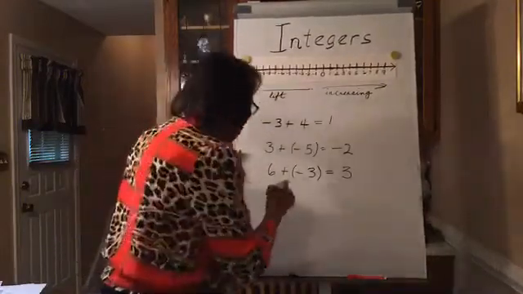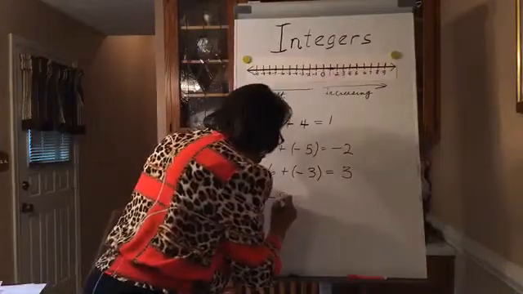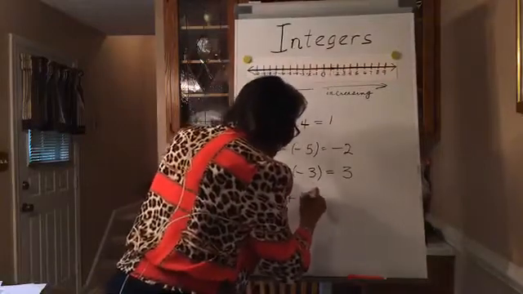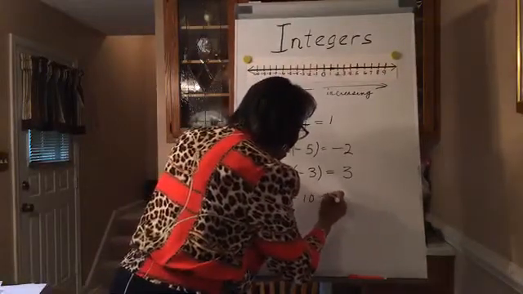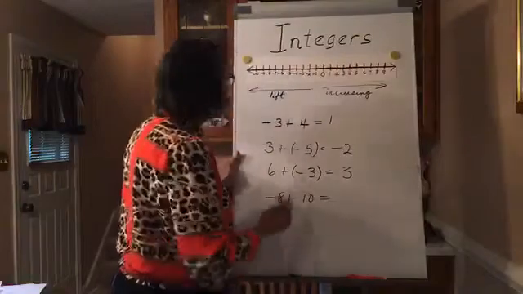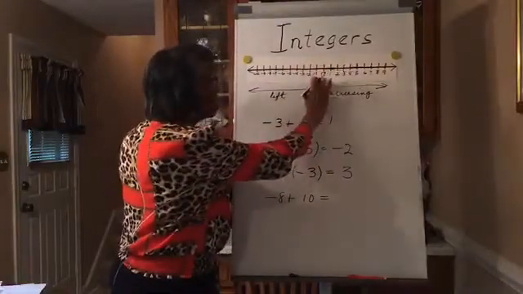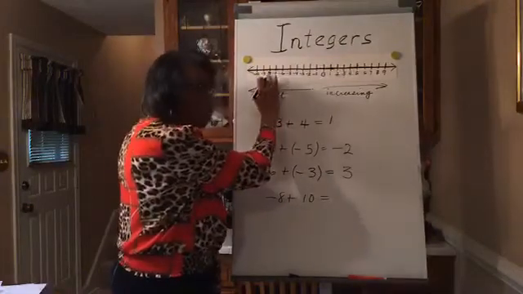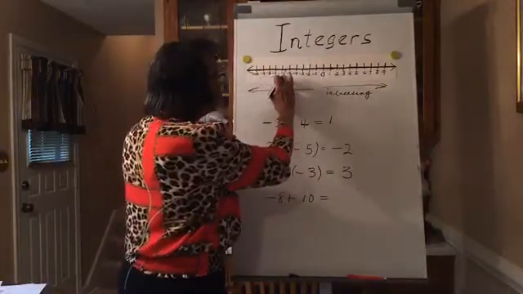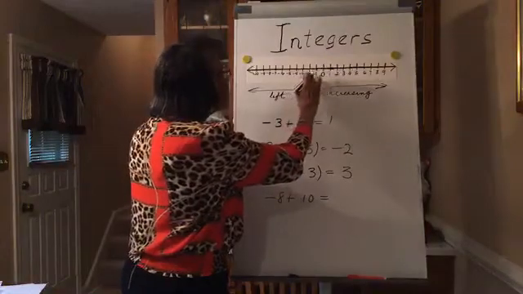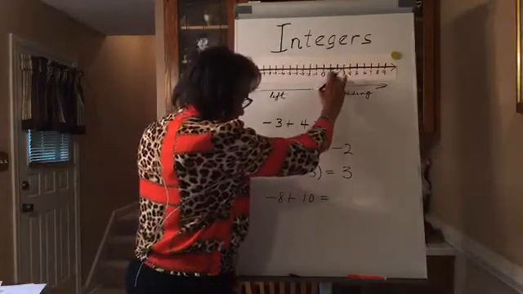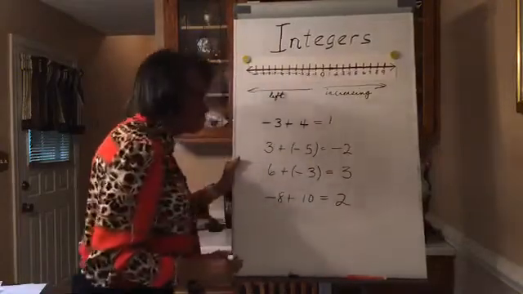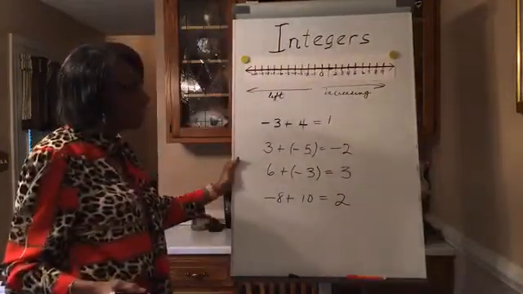All right, let's do negative 8 plus 10. All right, let's start at 0. Go to negative 8. And then we're going 10 steps in the positive direction. 1, 2, 3, 4, 5, 6, 7, 8, 9, 10. The answer is positive 2. Okay, are you getting it?